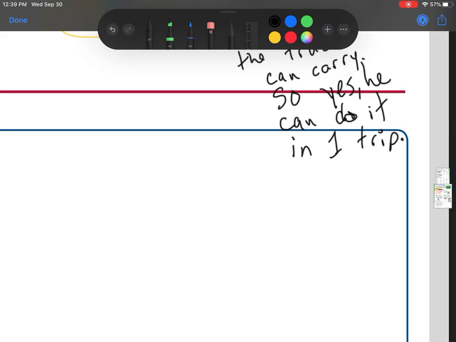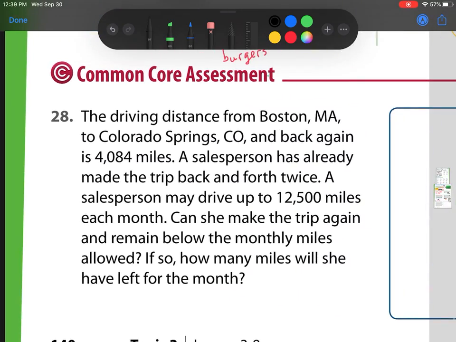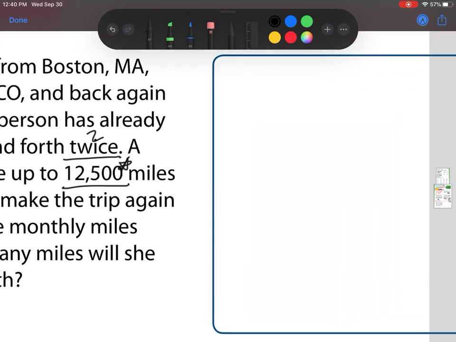So now let's head to our very last one. This is going to be, it's called the Common Core Assessment because it's going to be similar to what you'll see on the Common Core test being your SBAC. So the driving distance from Boston, Massachusetts to Colorado Springs, Colorado and back again is 4,084 miles. Salesperson has already made the trip back and forth twice. So that's a 2 for my number. Salesperson may drive 12,500 miles each month, so they can't drive more. That's the most they're allowed to drive. Can she make the trip again and remain below the monthly miles allowed? If so, how many miles will she have left for the month?